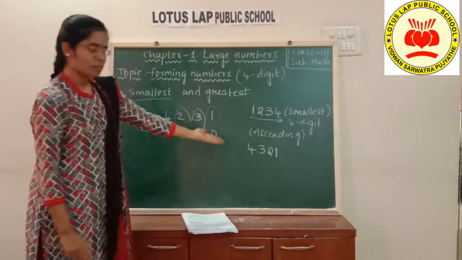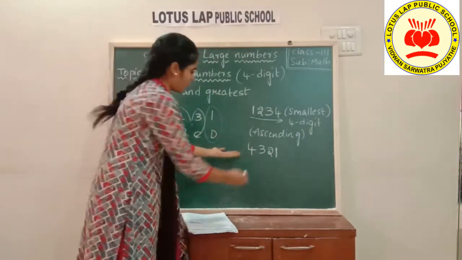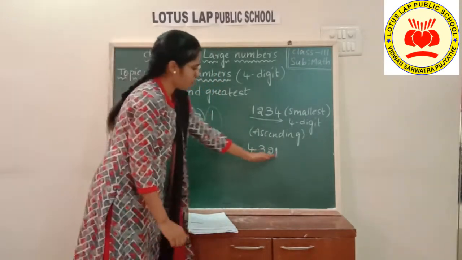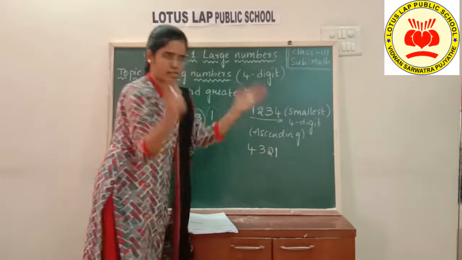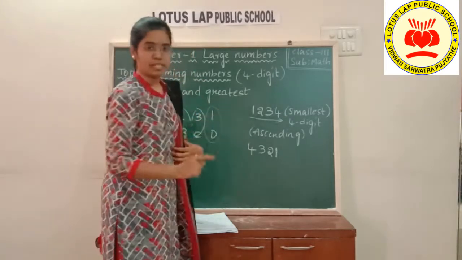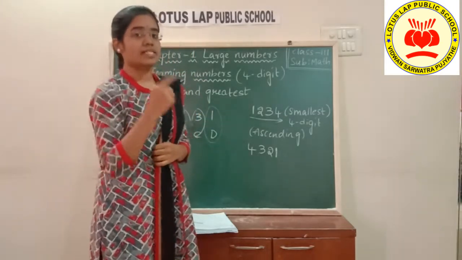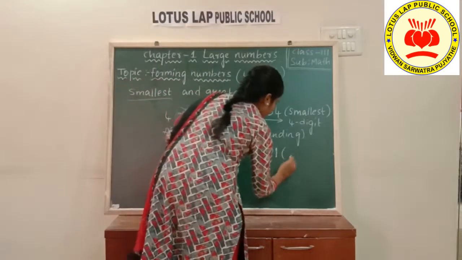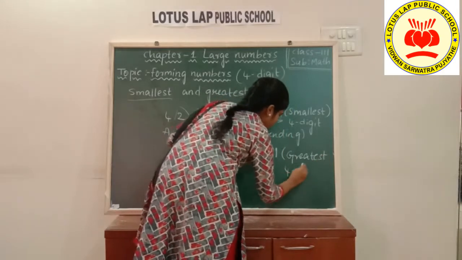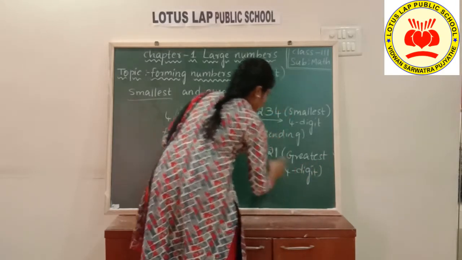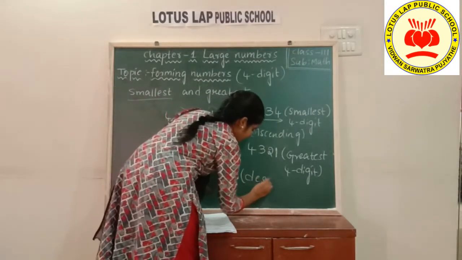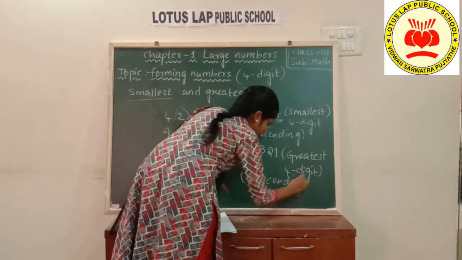What do you observe in this number, children? I arranged all the digits from the highest to the lowest, from the greatest to the smallest. All the digits together, I formed a 4-digit number. That is the greatest 4-digit number, by arranging the digits from greatest to smallest, that is in descending order. So I have got the greatest 4-digit number. By using which order? Descending order.